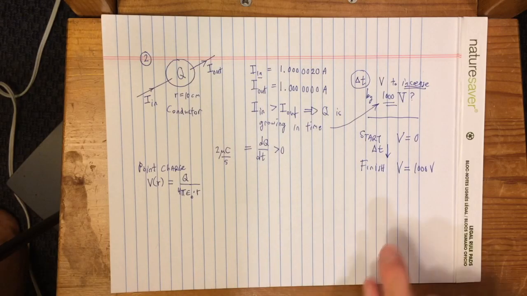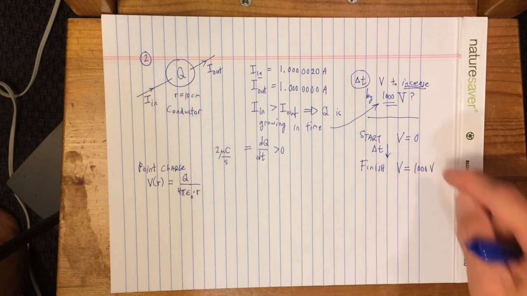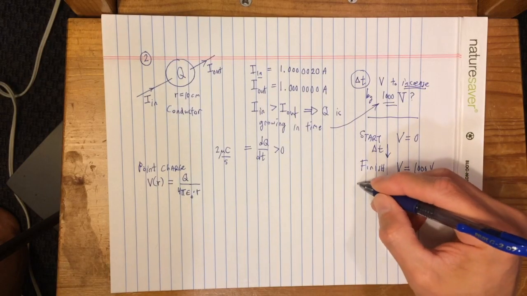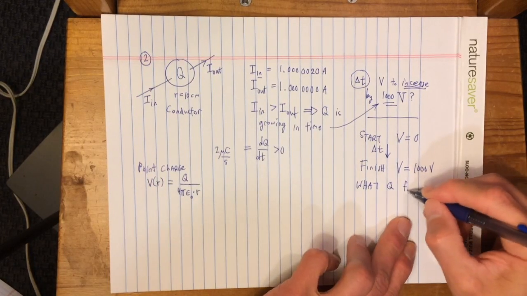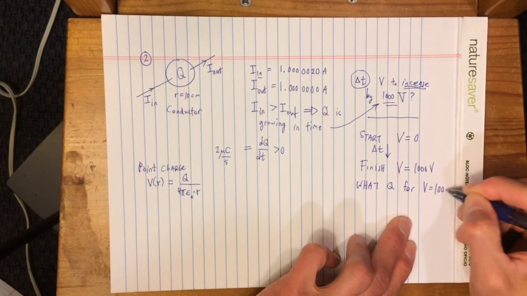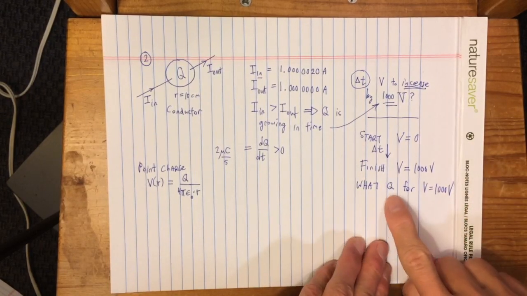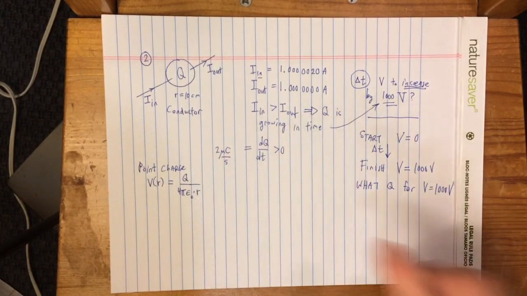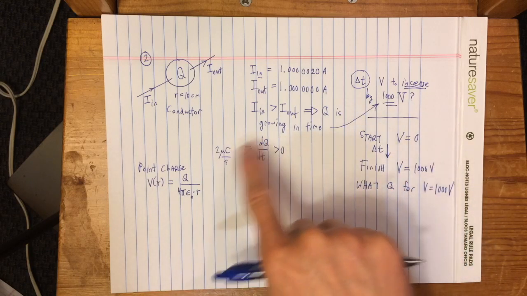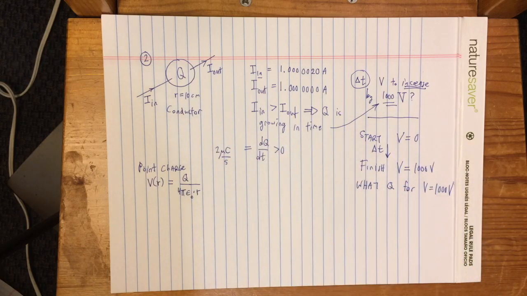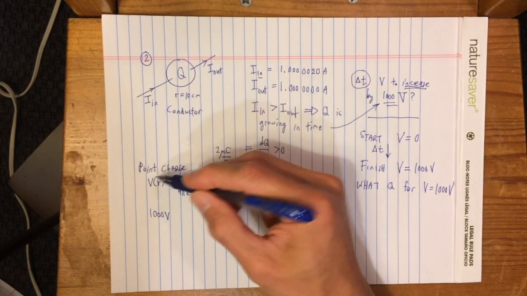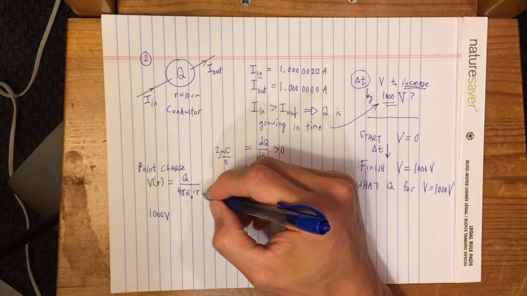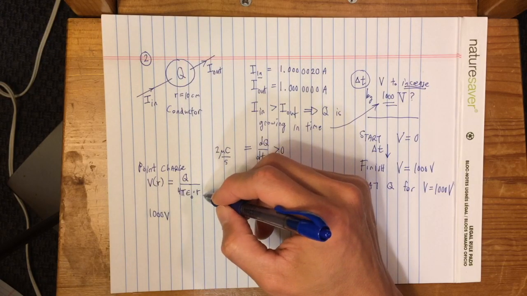So the question is, what Q for V equals 1,000 volts? What value of charge, and then we've got dQ by dt, so we can say how much time we need to wait before that amount of charge shows up. Okay, so may as well start here. So 1,000 volts, that's the potential. And the question is, well, this is a function of R.